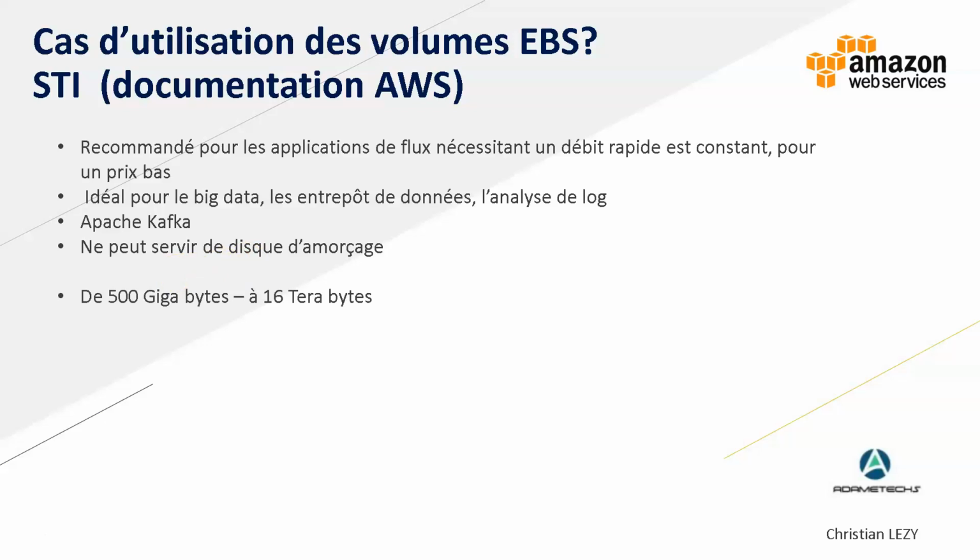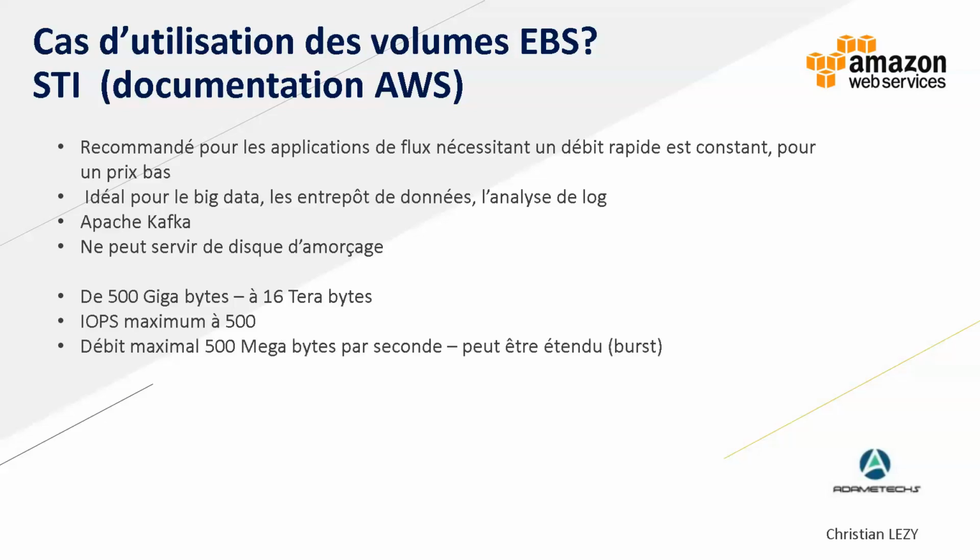It ranges in size from 500 gigabytes to 16 terabytes, with input and output operations scalable to a maximum of 500 operations per second. These hard disks have a reading and writing speed of 500 megabytes per second, which can be extended with the burst principle that we have already seen in the different modules we have studied.